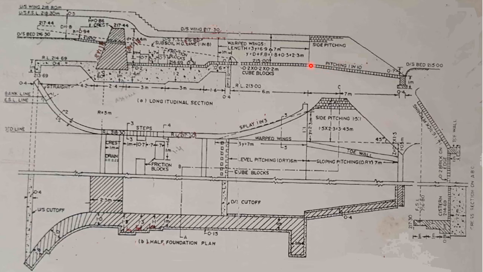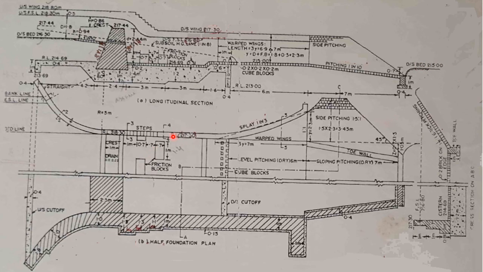Then after that there is this portion here, bed pitching is provided here, then side pitching is provided on the sides of the trapezoid. Then here a slope of 1 in 10 is provided, and this is a toe wall. And after that from here onwards the actual downstream bed width is prevailing here.